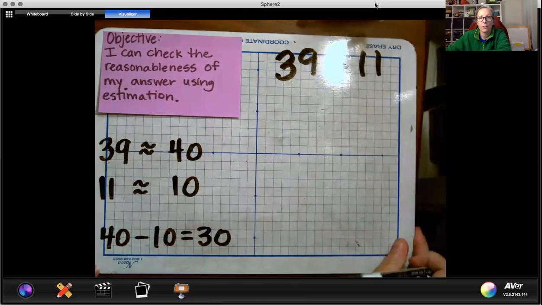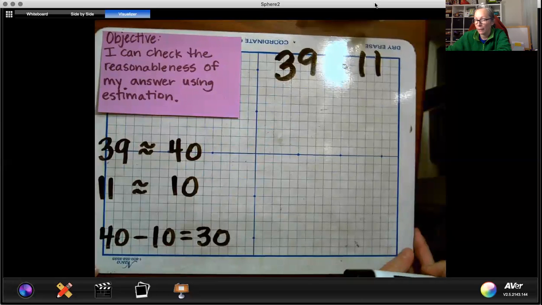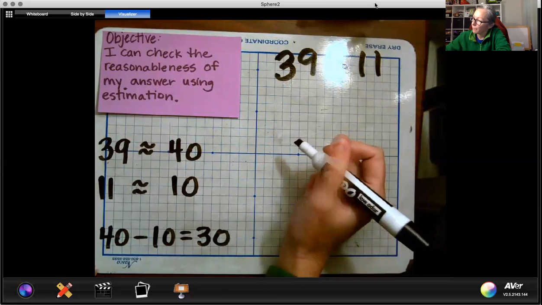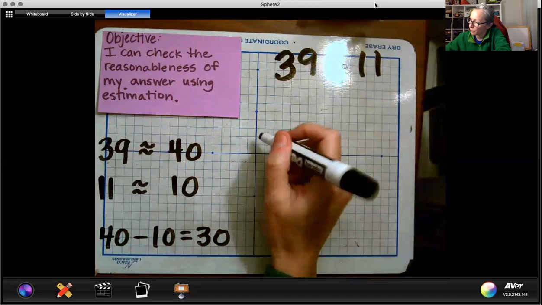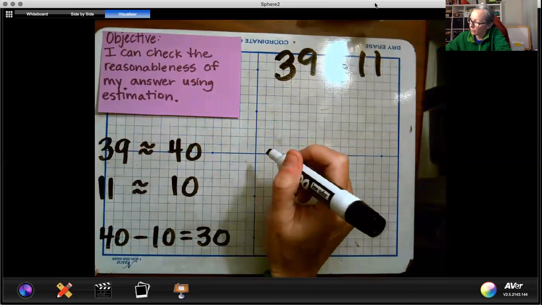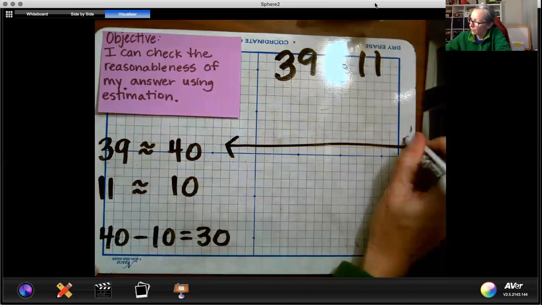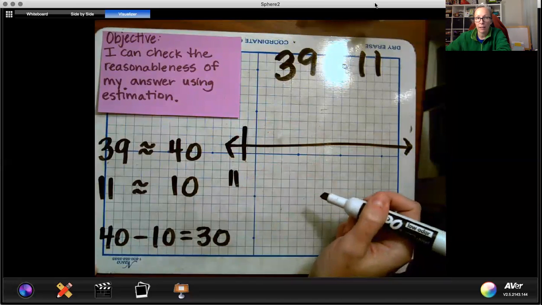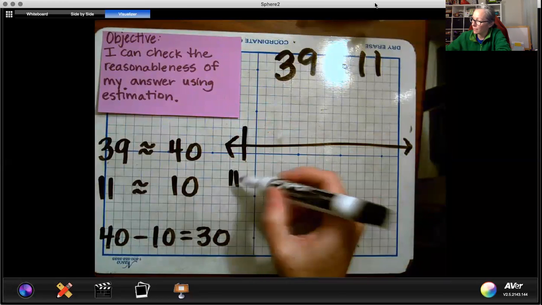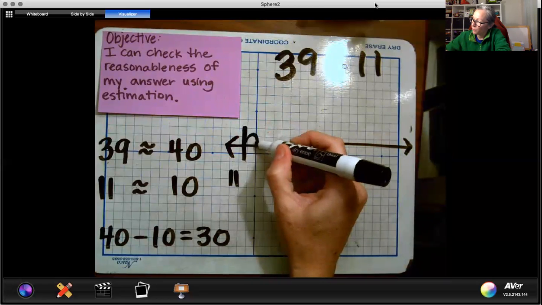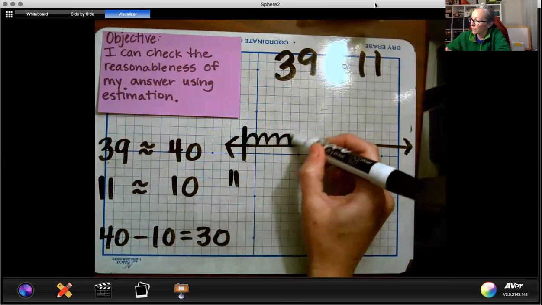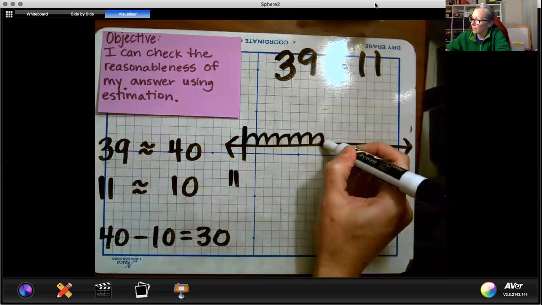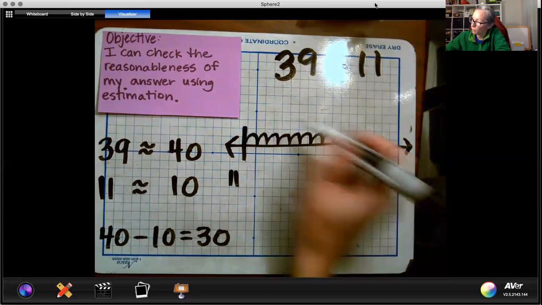So now I'm going to do standard algorithm and an open number line, two different ways, and see if my answer is about 30. So I'm going to start with, let's do 11 and count up to 39. So first I'm going to count up to 19 and I'll show you why. I'm going to say 11, 12, 13, 14, 15, 16, 17, 18, 19. All right, so that would be adding 8.